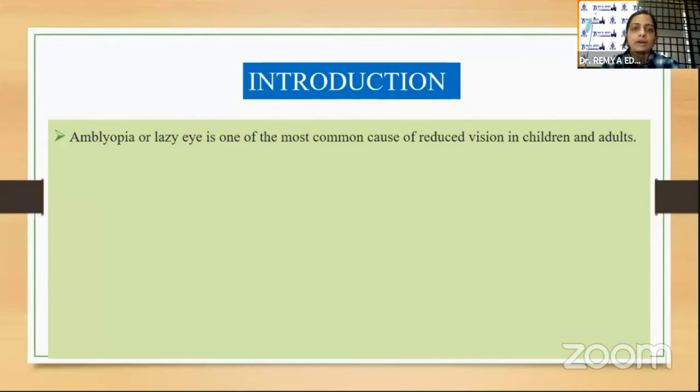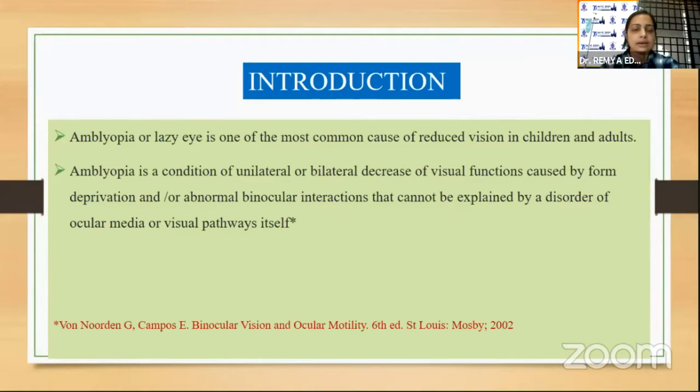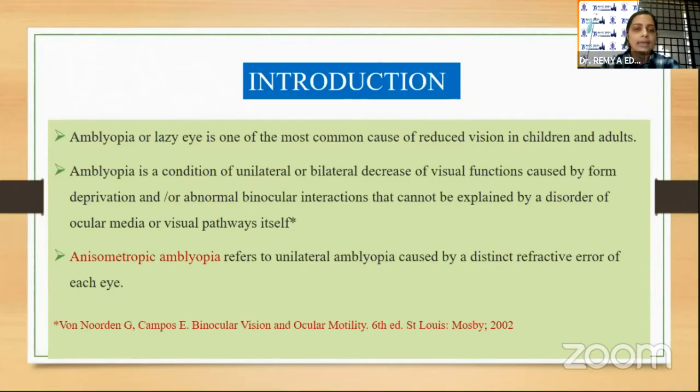Amblyopia, or lazy eye, is one of the most common causes of reduced vision in children as well as adults. It's a condition of unilateral or bilateral decrease of visual functions caused by form deprivation and/or abnormal binocular interactions that cannot be explained by a disorder of ocular media or the visual pathway itself. Anisometropic amblyopia refers to unilateral amblyopia caused by a distinct refractive error in each eye.